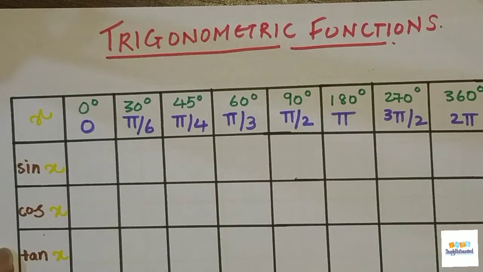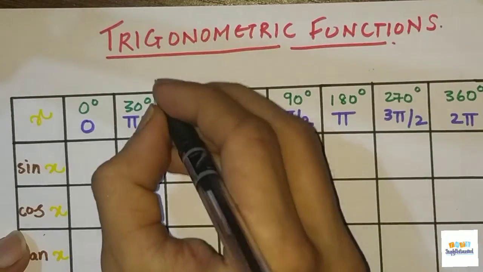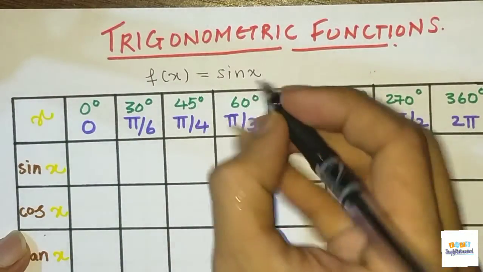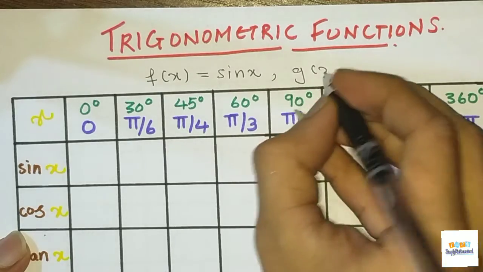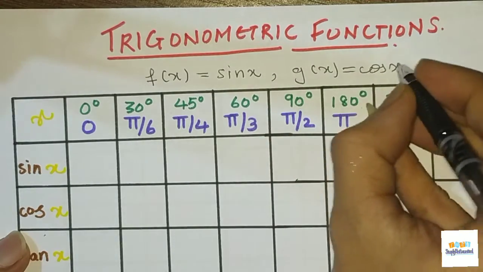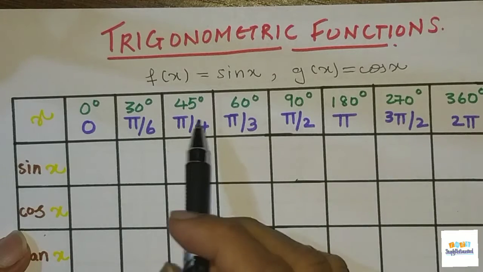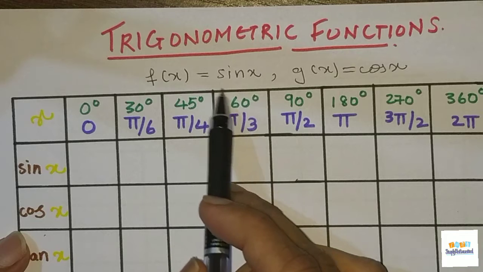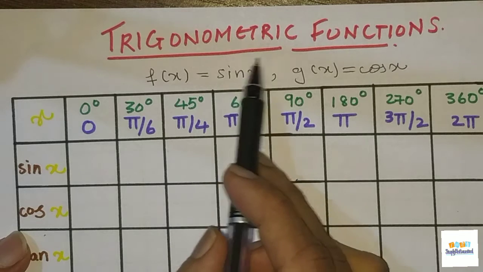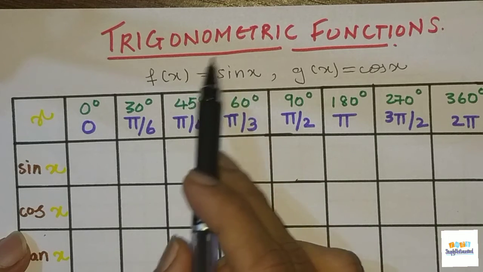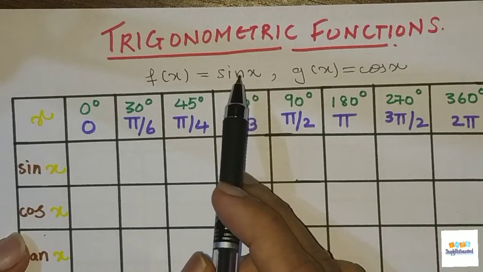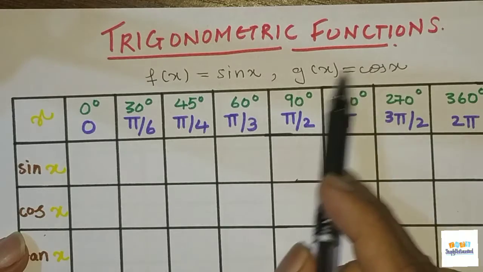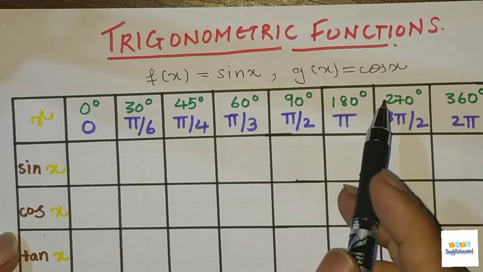So trigonometric functions will be like f(x) equal to sin x, then g(x) equal to cos x, like this. Now for different values of x you will get different values of the function. Here it is the sine function, sin x. Similarly for the function g(x) you will get different values of cos x for different values of x.